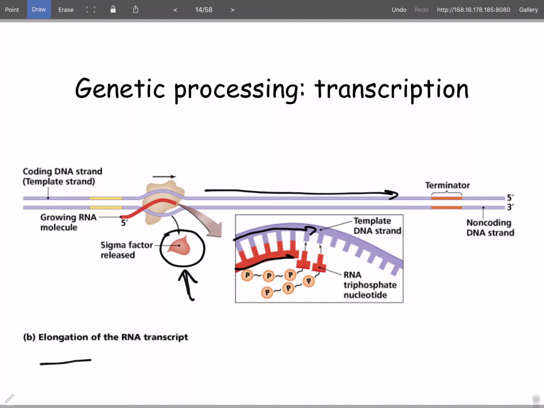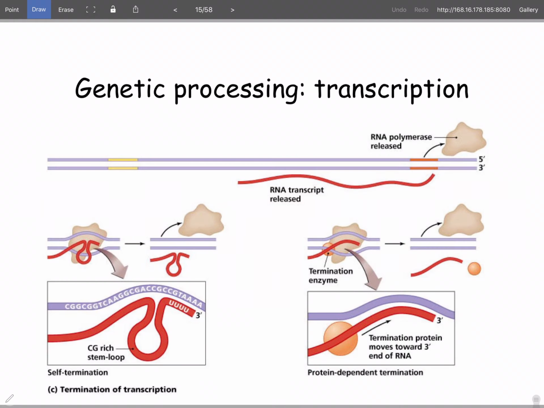Now, this is the elongation. That's the middle step. The last part is termination. How do we know when this transcription should stop? Why doesn't RNA polymerase just keep on going?